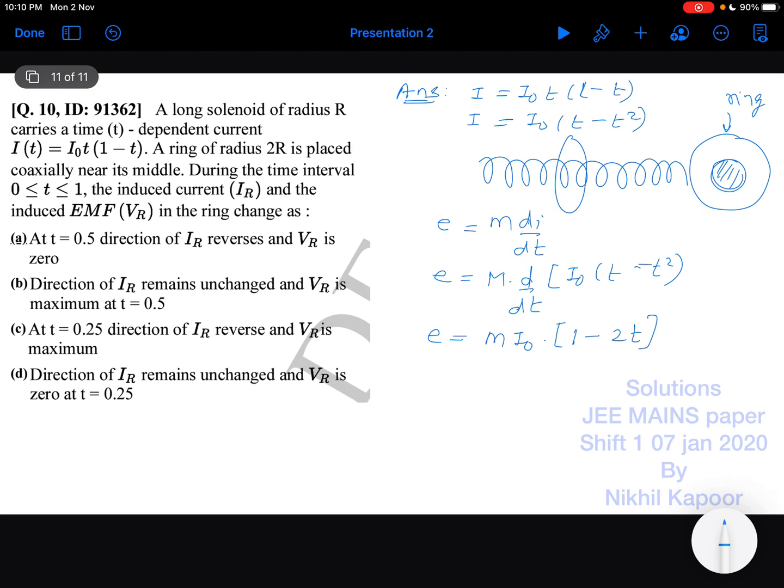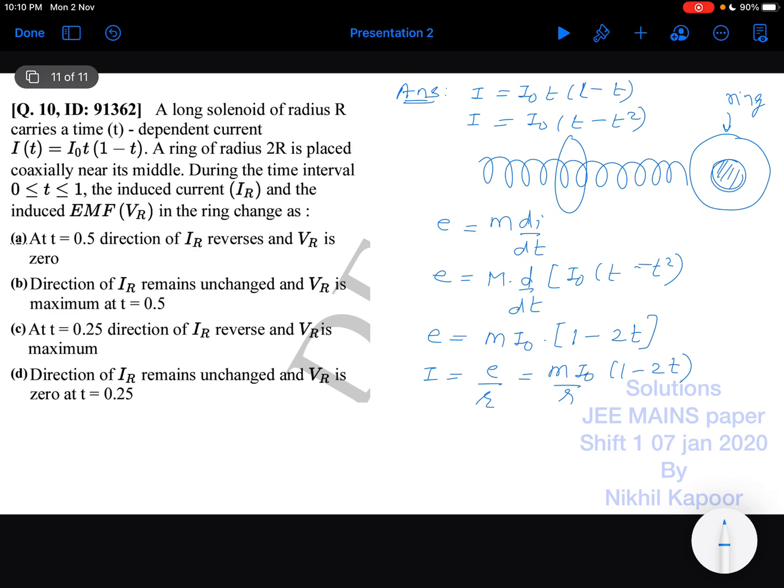Current will also be time dependent because current is nothing but E upon the resistance of the ring. So let us say R is the resistance of the ring. So it will be m I naught upon R in bracket 1 minus 2t. As you can see, both are time dependent.